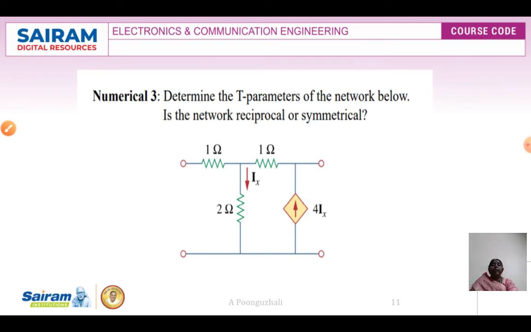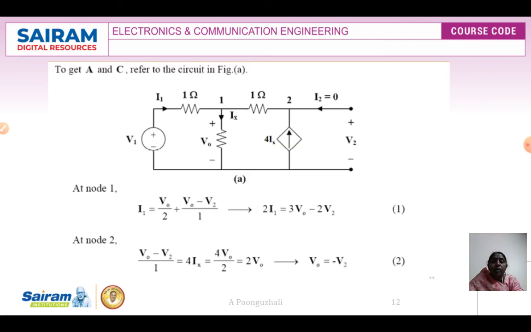Determine the T parameters of the network below. Here we have 3 resistors and a 4Ix source. What we are going to do is substitute it. To find this, we will be applying the nodal analysis method. In nodal analysis, the sum of incoming currents is equal to the outgoing currents.